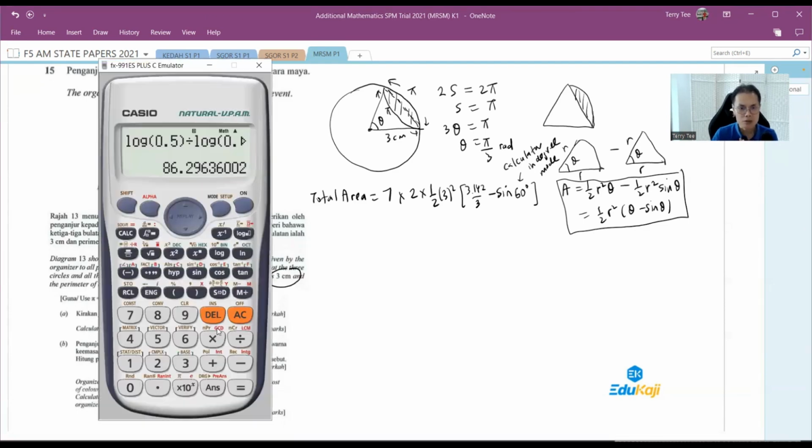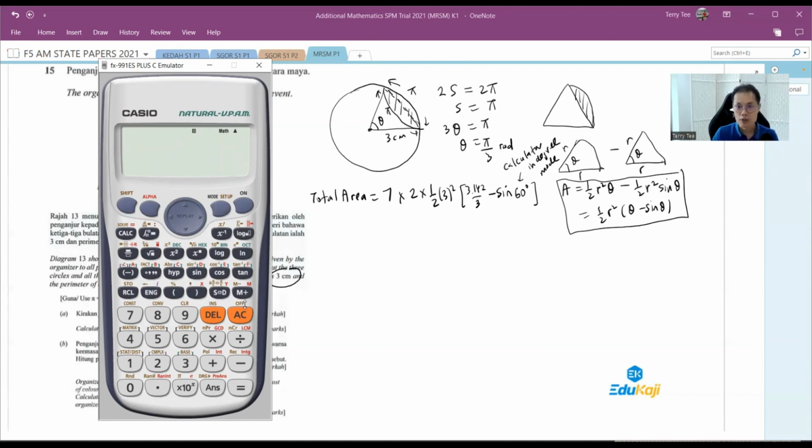So I would not use 3.142 like some people would, change to radian mode and use sine 3.142 over 3, because it's not a very accurate value, right? But in this case, actually about the same. So you can use sine pi over 3 here. This is surd 3 over 2, right? Or you can change your calculator to degree mode and use sine 60. Yeah, surd 3 over 2.